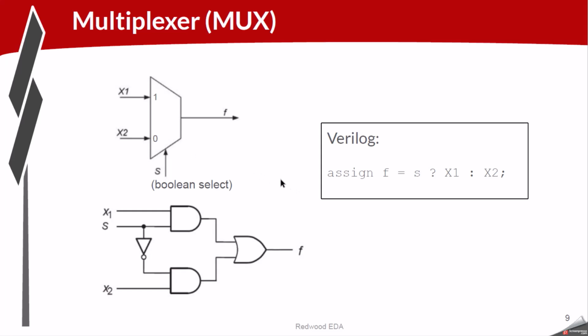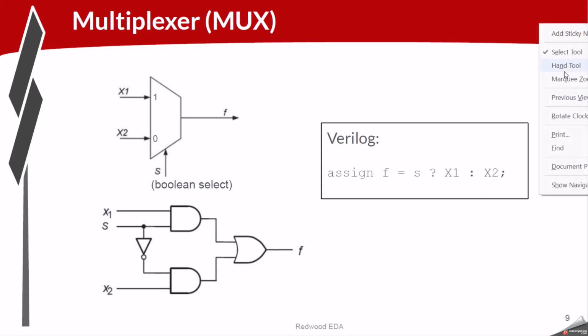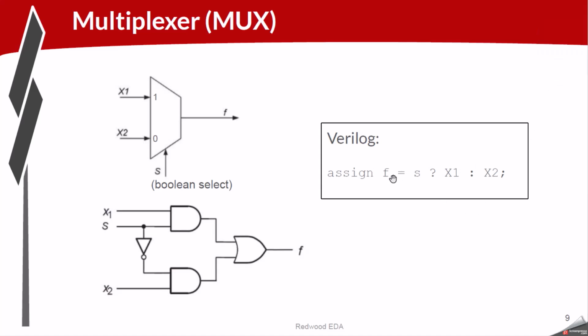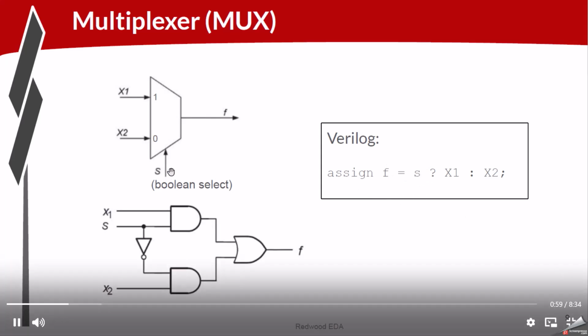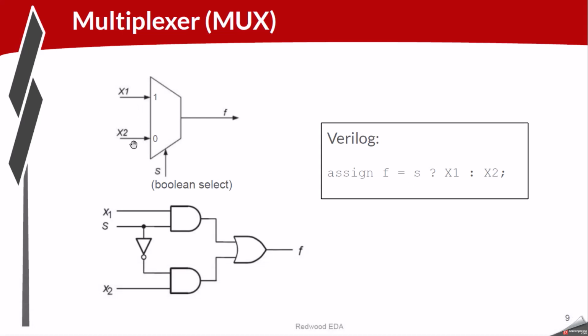And we can express a mux in Verilog with the following syntax. So this is also referred to as a ternary operator. So our output is if the select s, then x1, and actually I guess I said this wrong. So if s is 1, then we're selecting x1. So if s is 1, select x1, otherwise select x2.